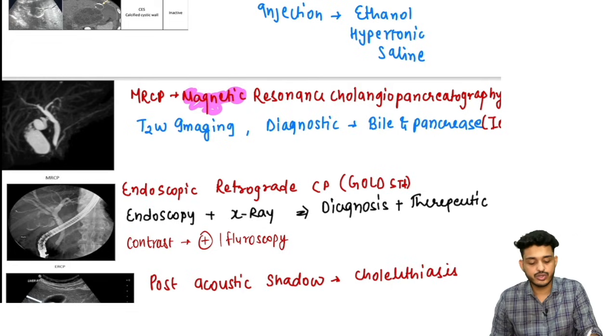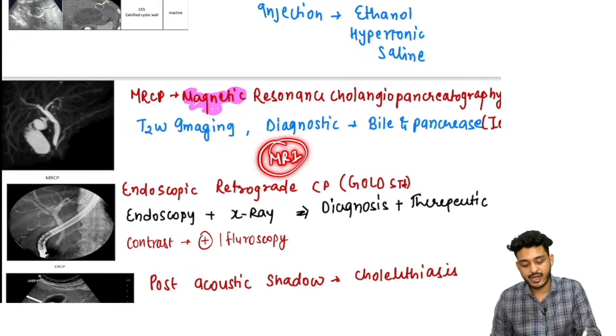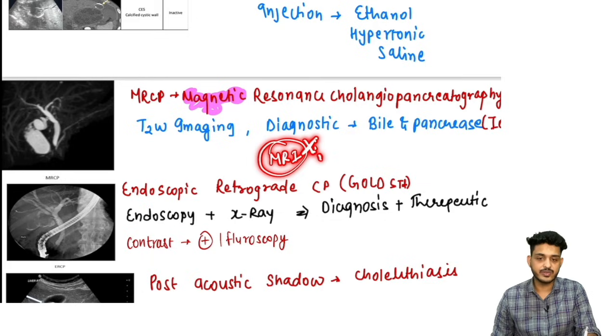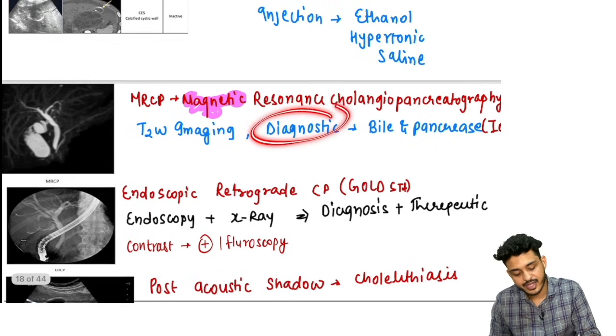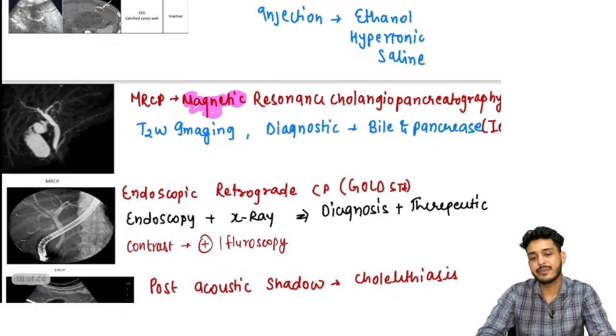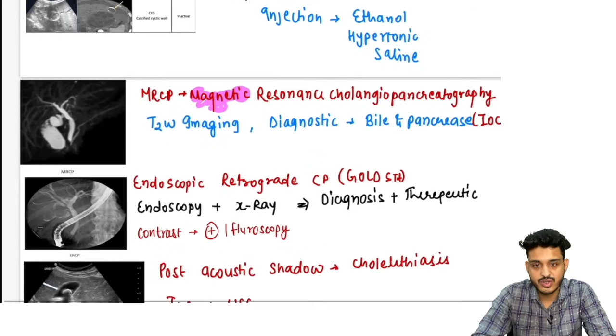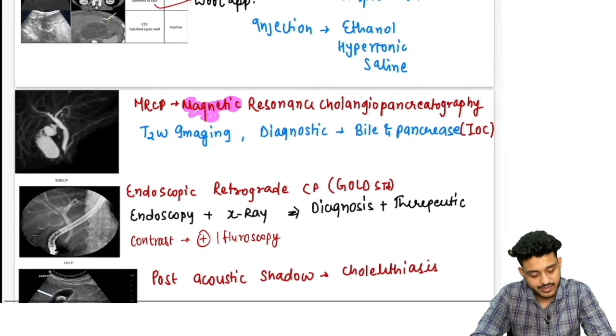That means it is going to involve MRI only, and MRI is a non-ionizing type of radiation, so it is not going to cause any major harm. This is going to be a diagnostic tool for bile and pancreas pathology. This is going to be the investigation of choice.